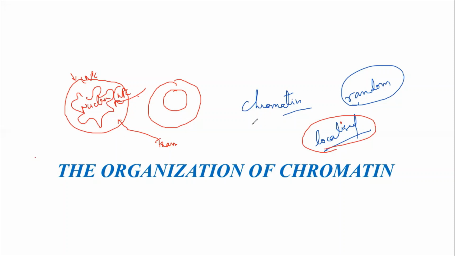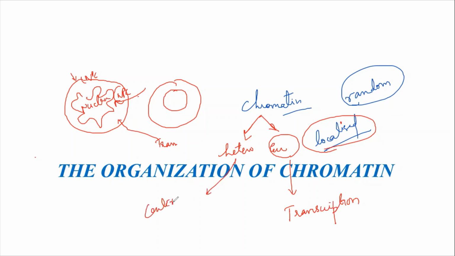So again, we know chromatin has two types: heterochromatin and euchromatin. We know that euchromatin is the region where mainly your transcription takes place. Agree? And heterochromatin is where your centromere and telomere are present. These are always in a condensed form, and here we need the nucleosomes to leave the DNA so that transcription or any gene expression can take place.